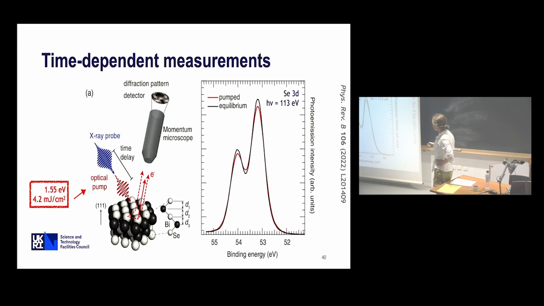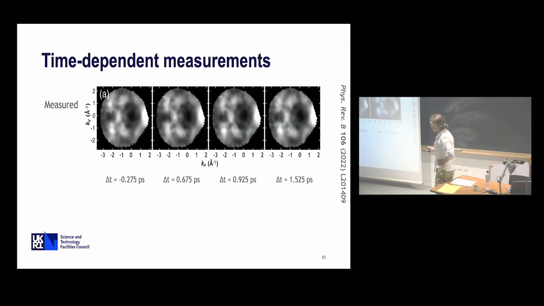And if we look, for example, at our selenium 3D core levels, this is data from both the equilibrium case, so that's this black line here, and also the pumped spectrum, which is the red line. And there's a lot going on here, and I can talk more about it, but the diffraction pattern that we get on our detector is something like this, and there's been a normalization here, but basically this is what we get on the detector.